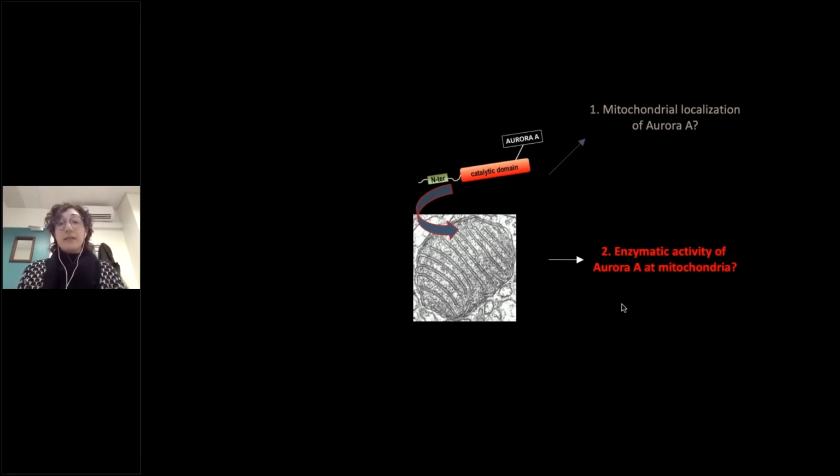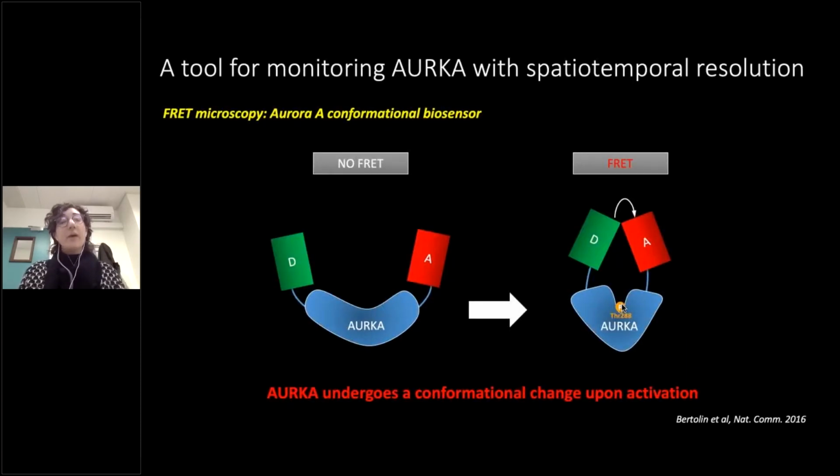To answer this, we took advantage of a quite nice tool that we have produced in the lab, which is a FRET conformational biosensor of Aurora A. You might be familiar or not with FRET, but this is a rather simple concept. It relies on two fluorophores, a green fluorophore, GFP, which acts as a donor of energy, and a red fluorophore, mCherry, which acts as an acceptor of energy. If the two fluorophores are close enough to one another, we might observe the transfer of energy from the donor to the acceptor, and this is called the FRET phenomenon.